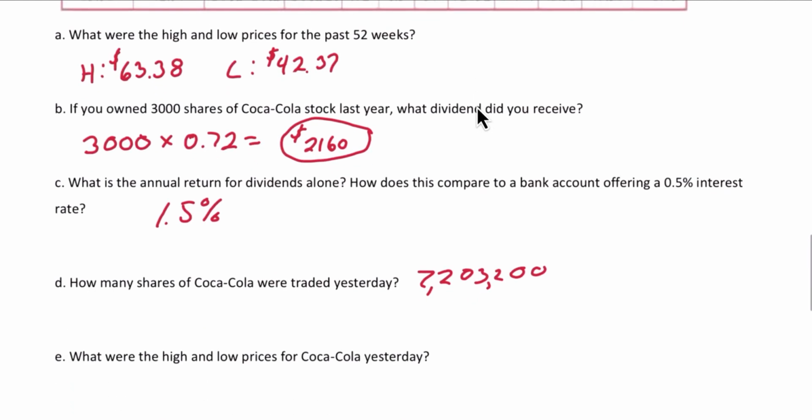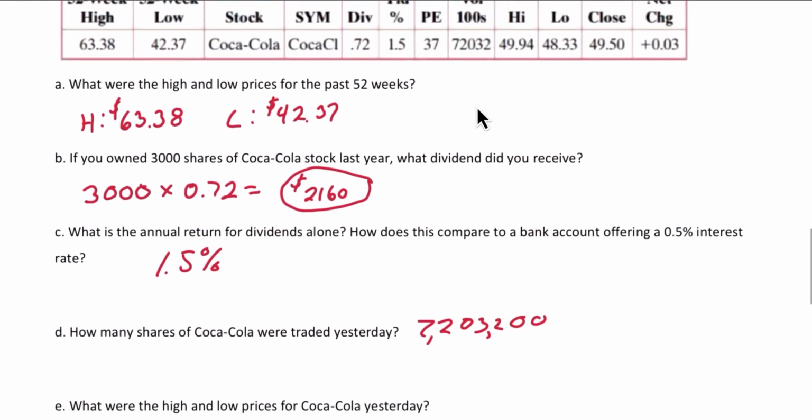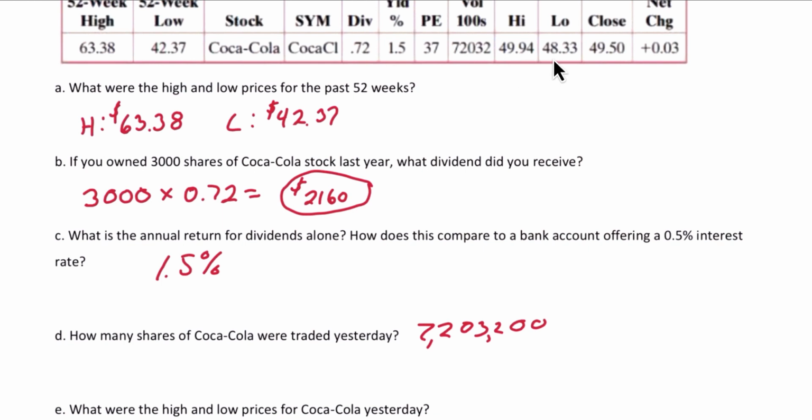Up next, we have what were the high and the low yesterday. We can see that in these two columns. The high, 49.94, the low, 48.33.